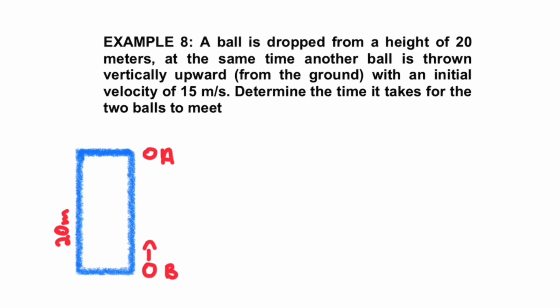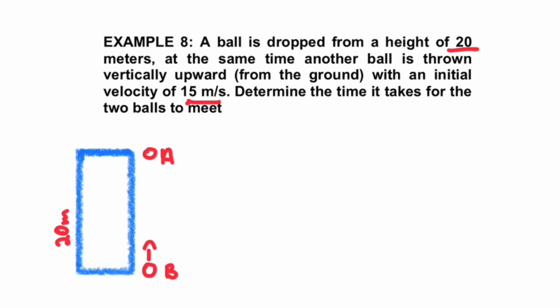If you were multitasking, this is probably a good time to stop because we have a scenario involving two balls. So let's take a look and see what is happening. A ball is dropped from a height of 20 meters. At the same time, another ball is thrown vertically upward from the ground with an initial velocity of 15 meters per second. Determine the time it takes for the two balls to meet.